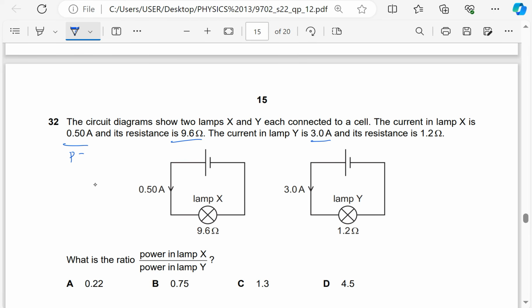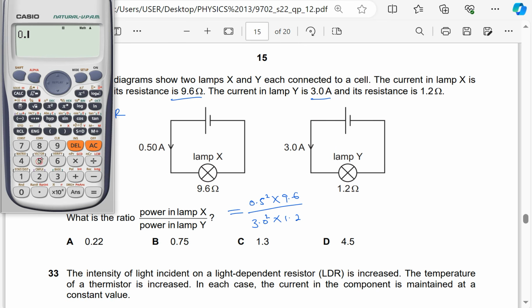So I know that power, I have current and resistance, so power is going to be I squared times R. So the ratio here is going to be, in X, 0.5 squared times 9.6, and in Y, 3.0 squared times 1.2. So 0.5 squared times 9.6 divided by 3 squared times 1.2.